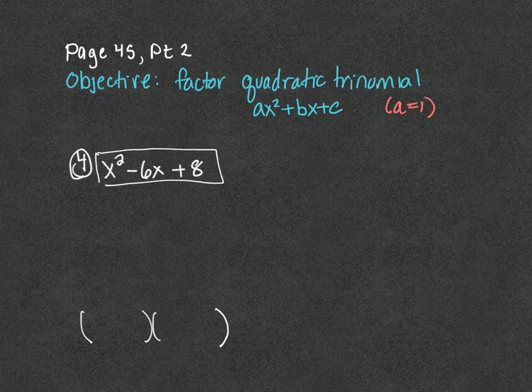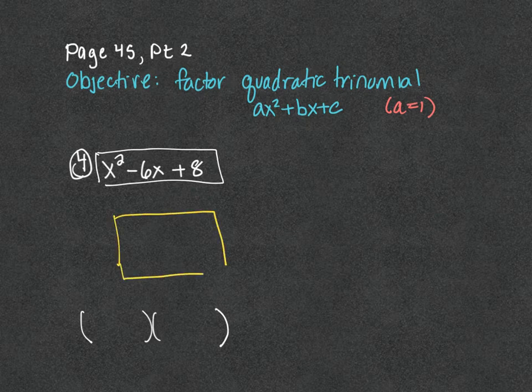trinomial. And so the method that we were looking at was to use what we know about multiplication and to kind of work backwards to figure out those factors. And so if we repeat this, we look at this as x squared, which we know comes from x times x. And then what we have over here is a positive 8.